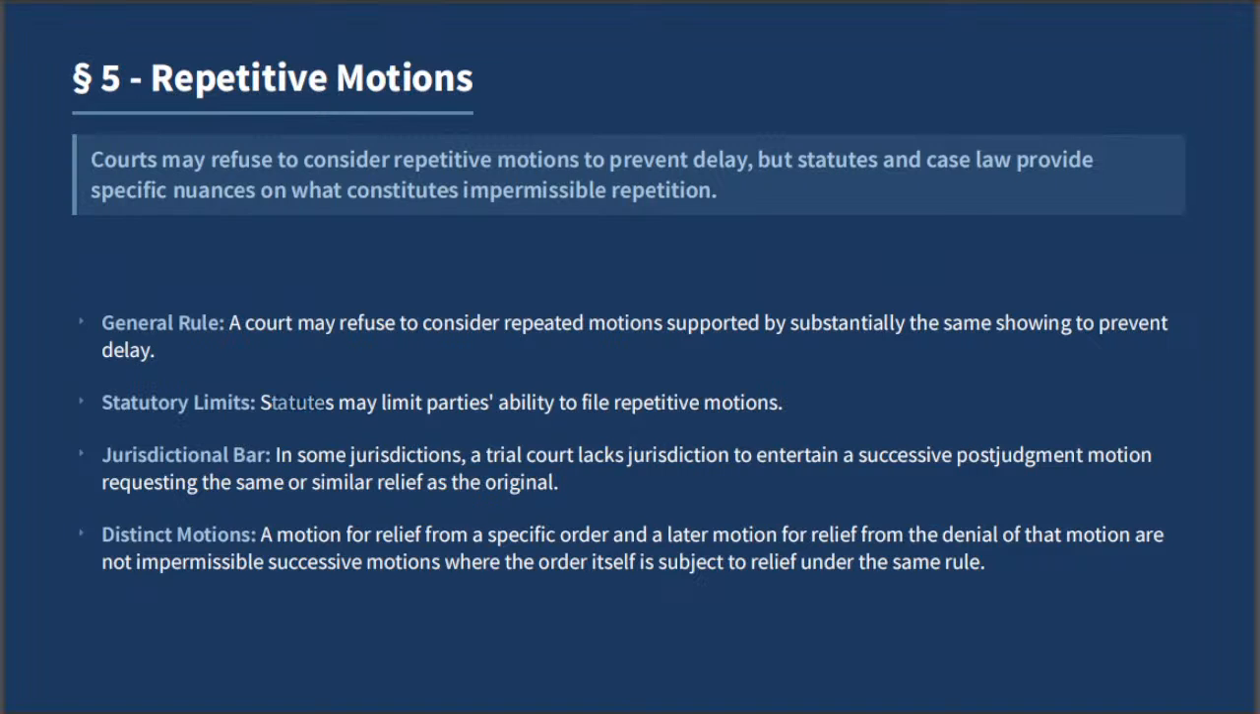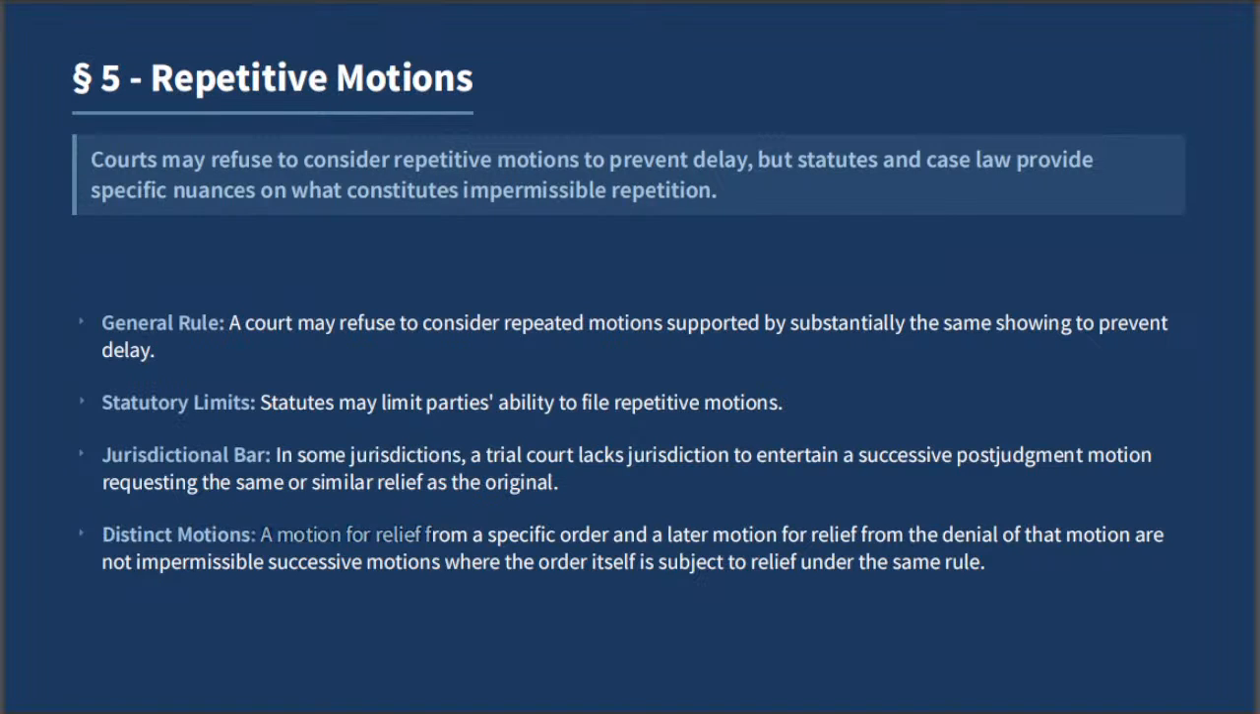Statutory limits. Statutes may limit parties' ability to file repetitive motions, so depending on the jurisdiction here. But the general rule is the court may refuse to consider repeated motions. Now here's a key: substantially the same showing to prevent delay. The jurisdictional bar in some jurisdictions: a trial court lacks jurisdiction to entertain a successive post-judgment motion requesting the same or similar relief as the original. In some jurisdictions. And there's distinct motions.